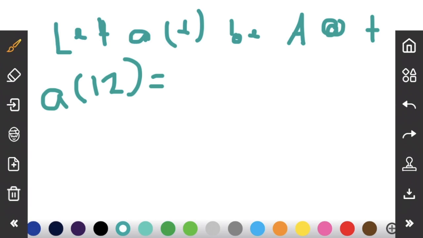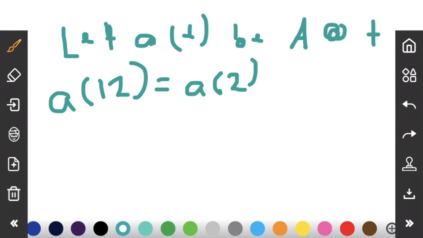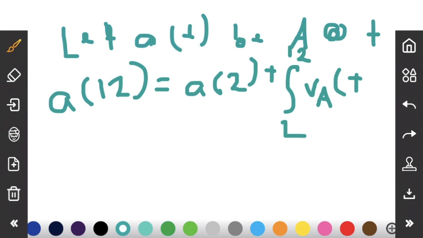And so this is going to equal the initial condition, A of 2, which was 300 meters, plus the integral from 2 to 12, because the final is going to be 12 and we started at 2, of VA of t. Because if you take the integral of velocity, it's going to be position, right? And that's what we're looking for with respect to time.